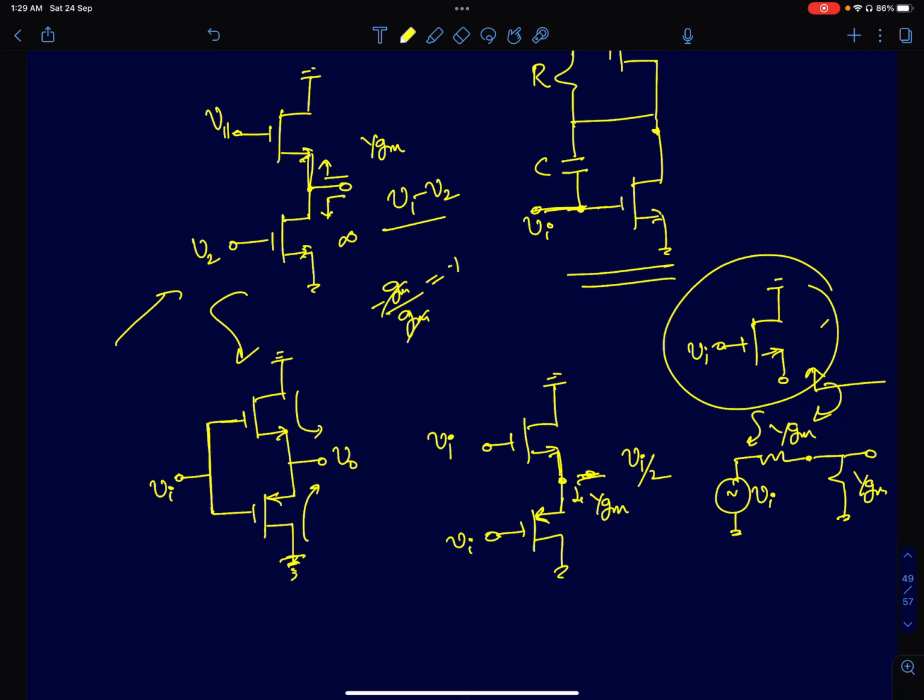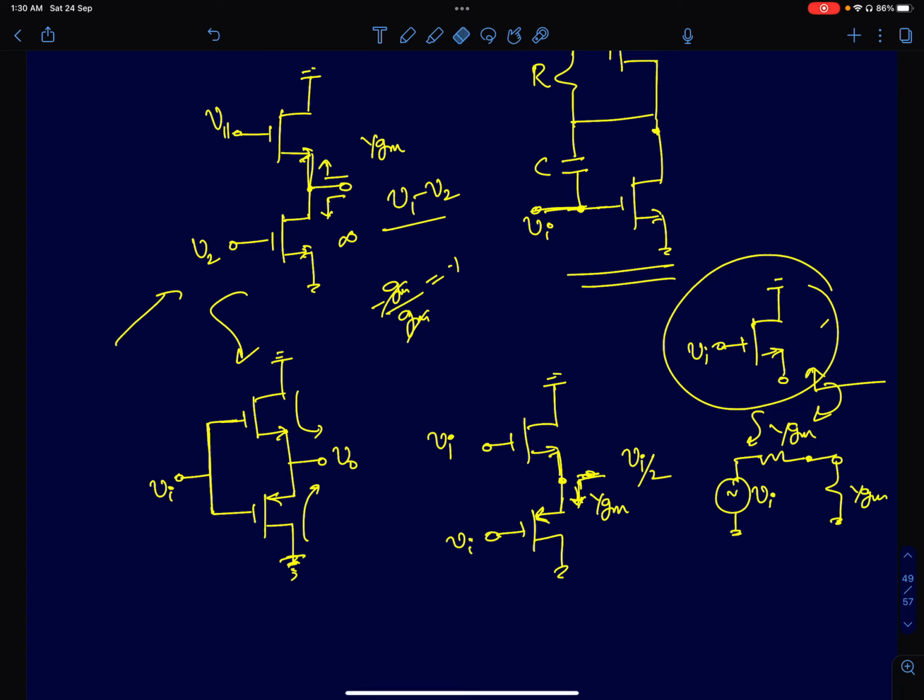If this node is open circuit, if the load is infinity, then the voltage Vi appears here as it is, and you have a gain of 1. That is what was happening in the first case, when we were analyzing the first half of the circuit. We said the gain is 1 because of this. In this case, you have a loading effect and the load is 1 by GM, so the gain will be 1/2.